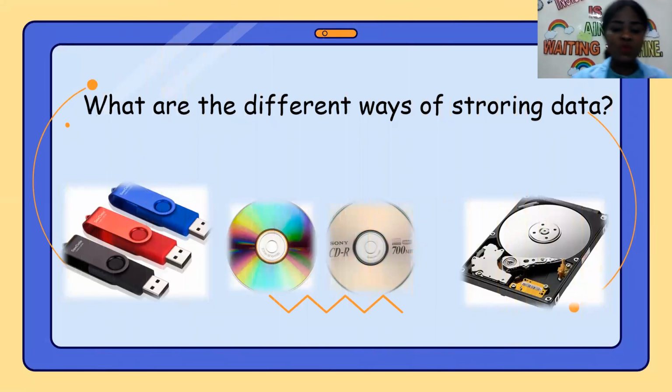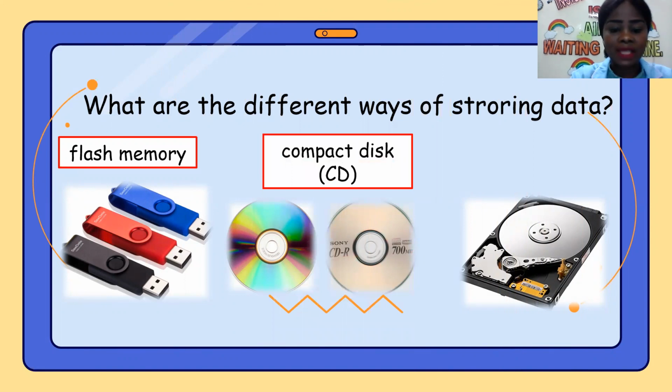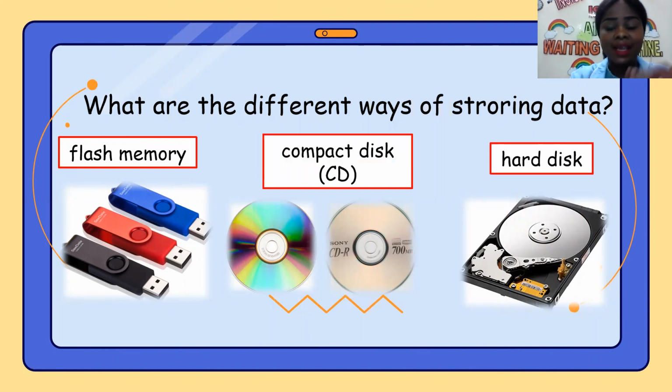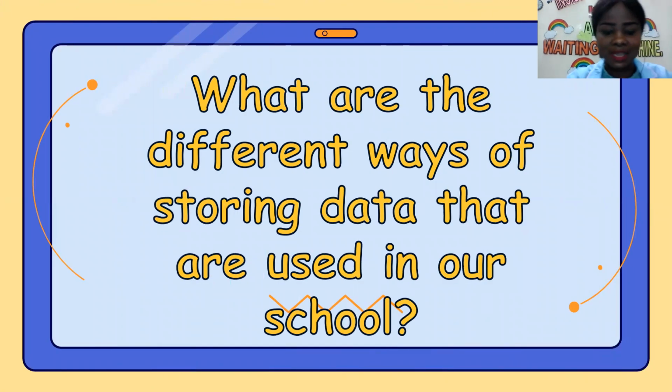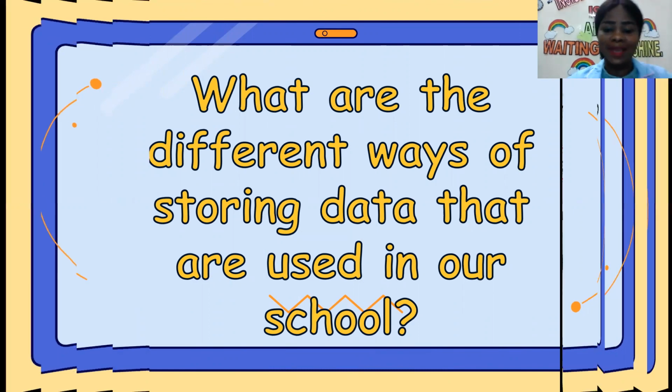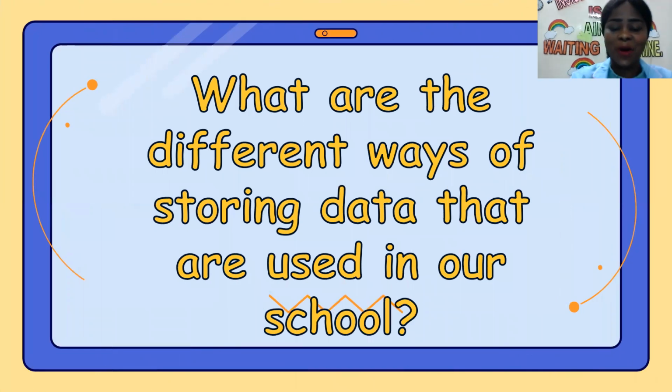Now, what are the different ways of storing data? We store data by using the flash memory. We store data by using the compact disc. We store data by using the hard disk. Again, can you remember the different ways? We store data by flash memory. I'll go back again for you to see the compact disc and the hard disk. All right, one more time: the flash memory, the compact disc, and the hard disk.